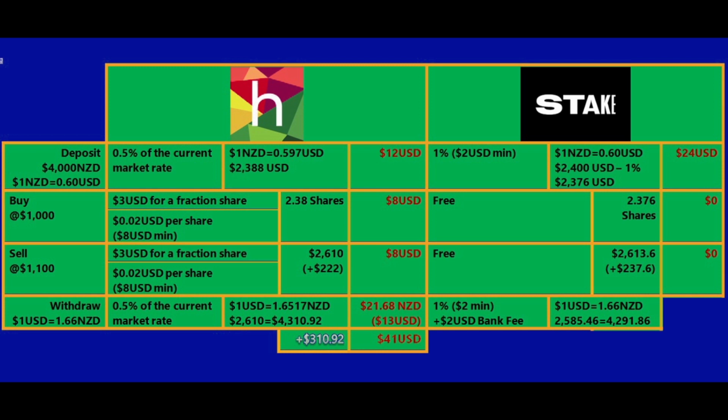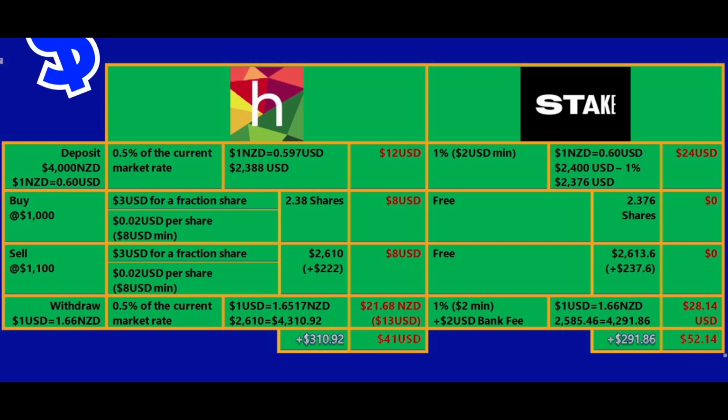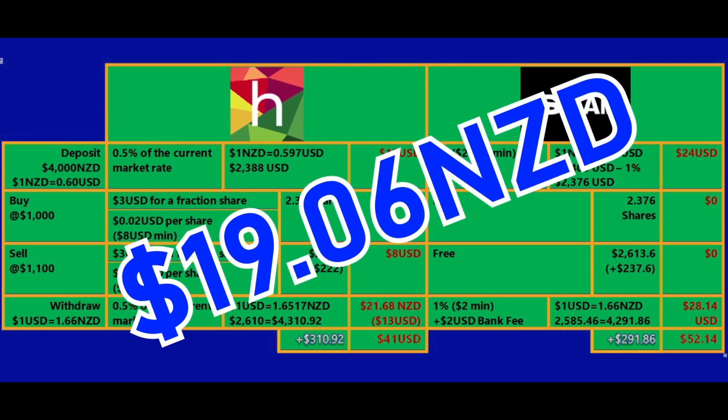That $2,585 is after the 1% and the $2 fee reduction, by the way. And if you add those two fees up, you get a total fee for withdrawal of $28.14 US. If you add all the fees you have paid with Stake, you get a grand total of $52.14 US. And the profit you made with Stake in the same situation as Hedge is $291.86 New Zealand dollars. So you made $19.06 more with Hedge.